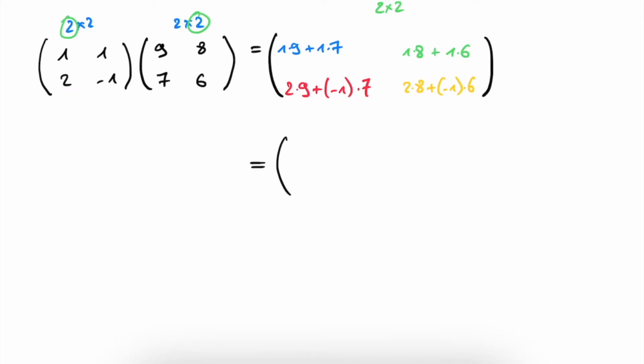We only have to calculate these very simple sums, which is 9 plus 7, which is 16. For this element, we get 8 plus 6, which is 14. For this element, we have to take care of this minus sign. We shouldn't forget it. So we get 18 minus 7, which is of course 11. And then for the last element, we get 16 minus 6, which is of course 10. And we have our resulting matrix already. So on to the next exercise.